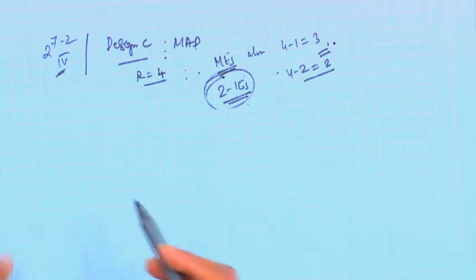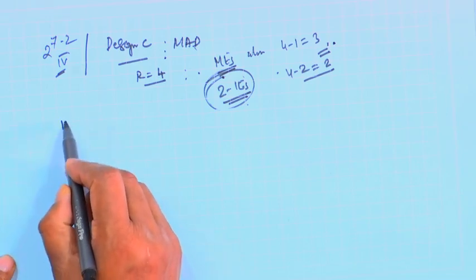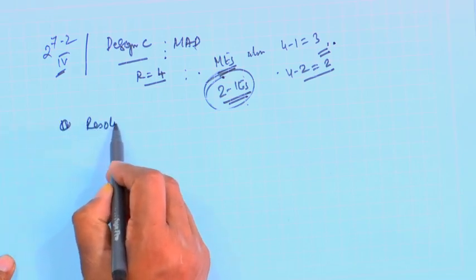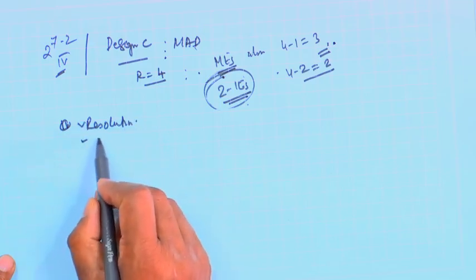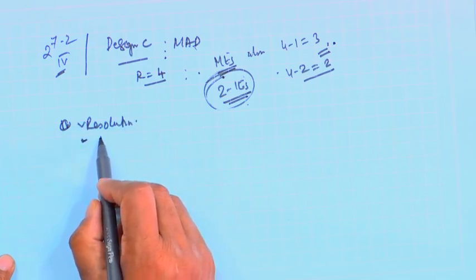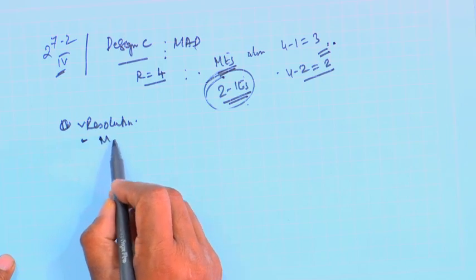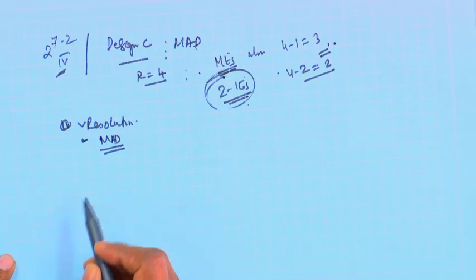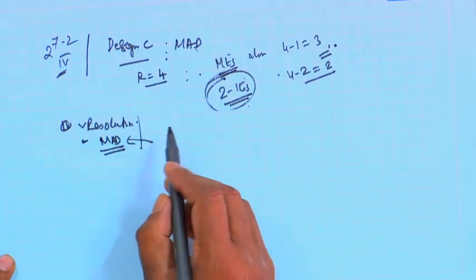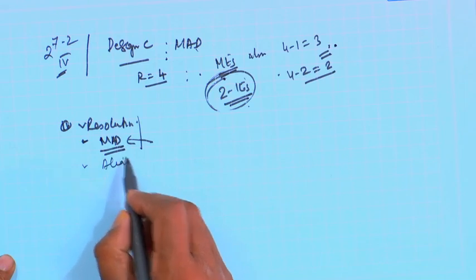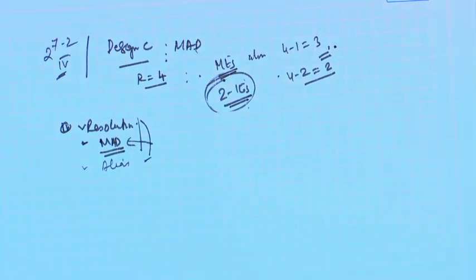So essentially, for choosing a design you look at the resolution, and another consideration is the minimum aberration design, MAD. Alias structure plays a significant role. The same resolution with different alias structure is possible. So if the resolution is the same, then see which design gives the least alias structure, and finally choose the minimum aberration design.